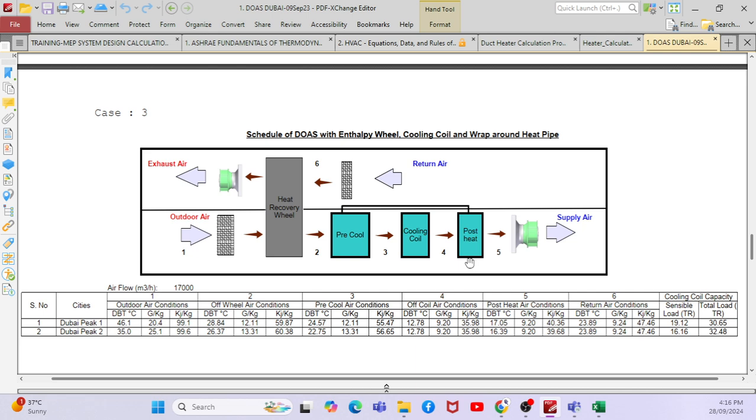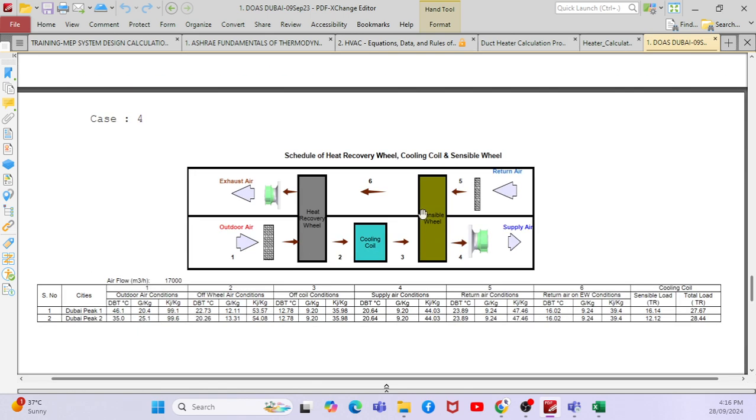Okay. Now, where you're going to use the duct heater, that is what we are discussing. You use the duct heater when, for example, I don't want to use a sensible wheel. What you can use here is the duct heater.